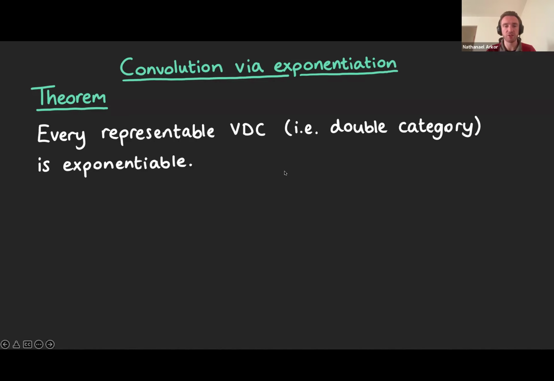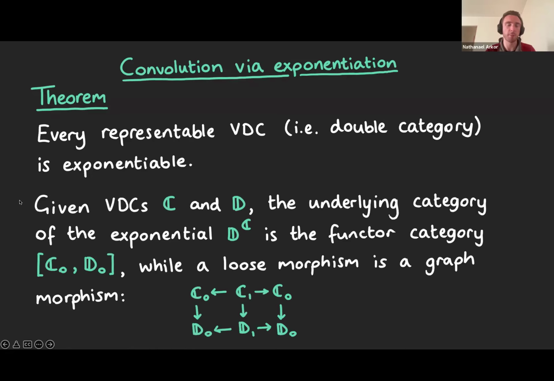So I won't go into the details of this. I just want to mention what the objects and loose morphisms are in the exponential virtual double category. If we're given virtual double categories C and D, then the objects of the exponential are functors from C0 to D0, so the underlying categories of objects and tight morphisms. They're not functors of virtual double categories, and that's important. So they're functors between underlying categories.